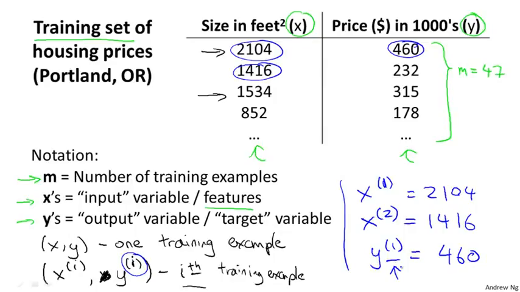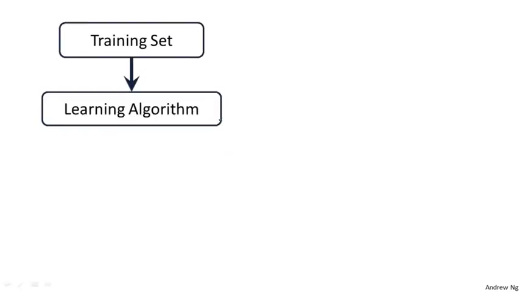We've defined what a training set is, and so here's how a supervised learning algorithm works. We start with a training set, like our training set of housing prices, and we feed that to our learning algorithm. It's the job of a learning algorithm to then output a function which by convention is usually denoted lowercase h, and h stands for hypothesis.